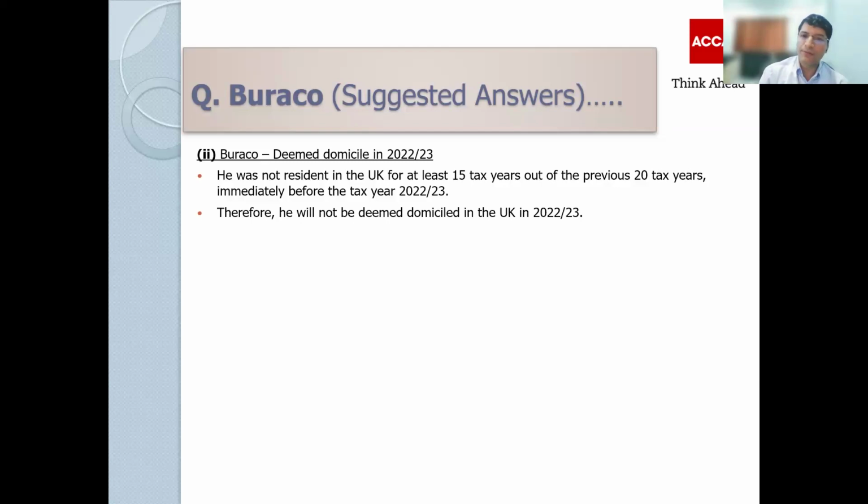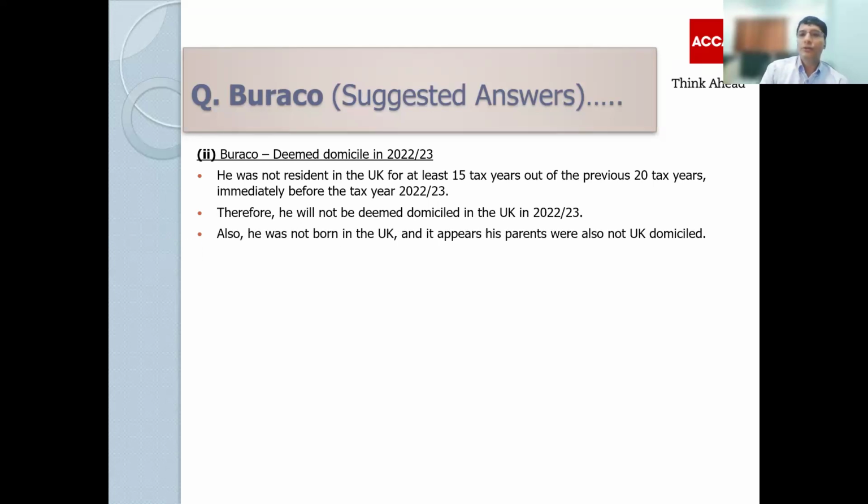He was not resident in the UK for at least 15 years out of the previous 20 years. That means in order to make you deemed domicile, the 15-year rule. And this 15-year rule applies to income tax as well now. It used to be only inheritance tax, remember, until a few years back. This 15 years has been introduced for the purpose of income tax and the capital gains tax not very long ago. But it was always there for the inheritance tax. And for the inheritance tax, this deemed domicile will need to satisfy a couple of other points as well. Please go back and check in your textbook if you haven't been through it or if you have forgotten.